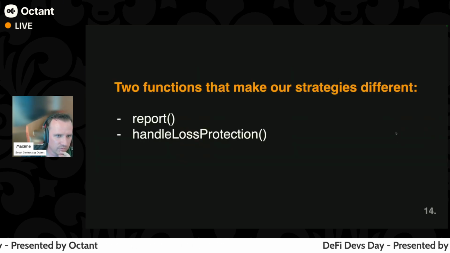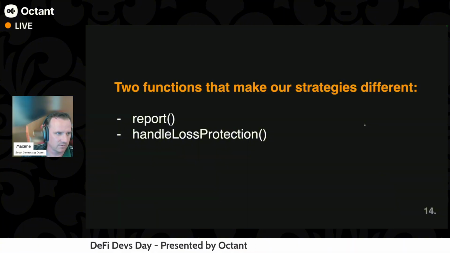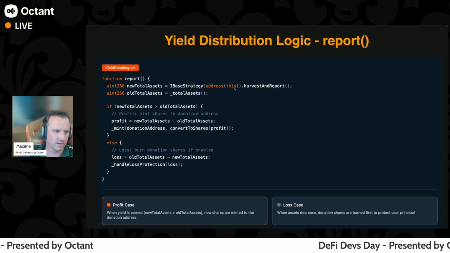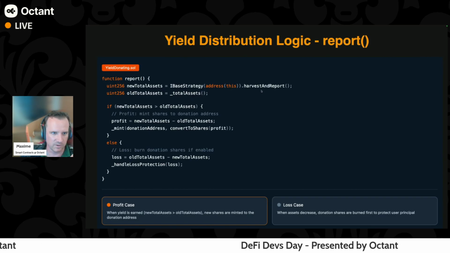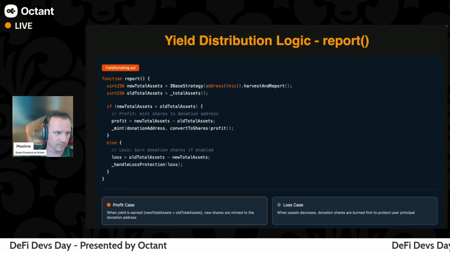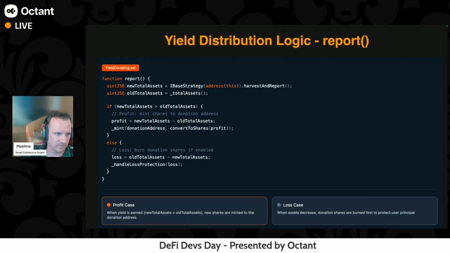Here are two functions that make our strategy different. You have the report function that I'll show you and the handleLoss protection function. So the report function, this is a simplified version, but as we said earlier, the report function will call harvestAndReport on your strategy, which will return the total new assets. So the assets that are actually in the yield source and the ones that are currently idle in your strategy.